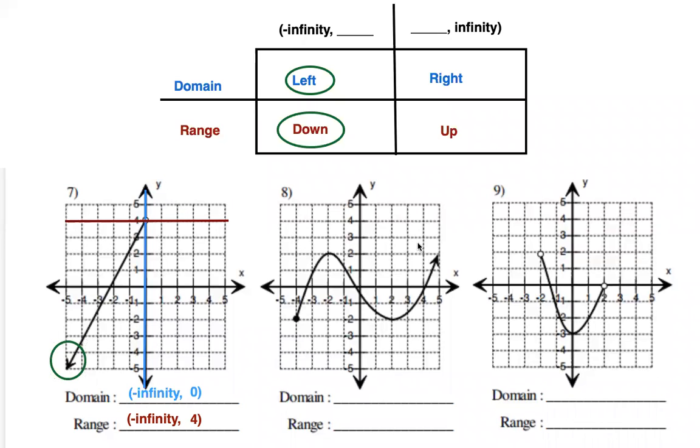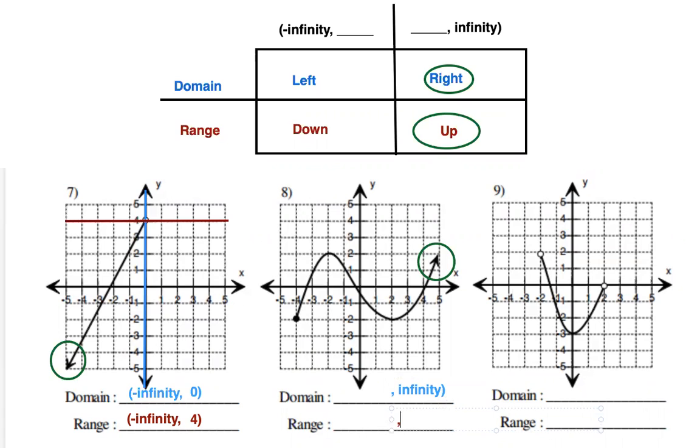Now for this arrow and for number 8, that is pointing to the right and it is pointing up. So both positive infinities this time. Positive infinity for domain because it's going right. Positive infinity for range because it's going up. Now there's no open circles, so everything else is going to be a bracket.